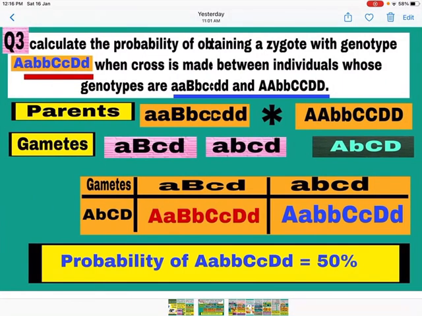Come to question number 3. Calculate the probability, here you have to calculate the percentage, of obtaining a zygote with a given genotype. We have to calculate how many zygotes of this type we will get, and the cross is made between the genotypes that are given. Okay.